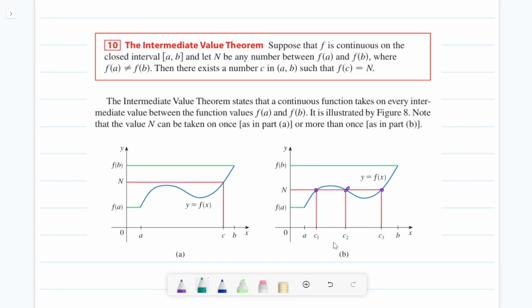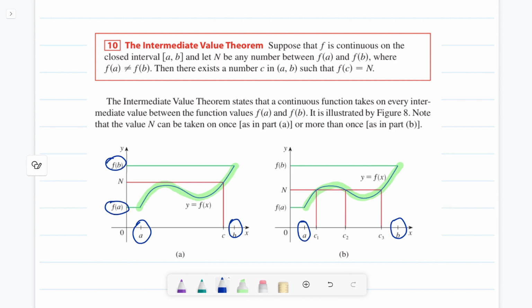So let's look at these graphs and see how this statement applies. We can see that f of x is continuous. I never have to remove my pen in order to draw f of x. Let's look at the second graph. It's continuous as well. So then we would like to have an interval a to b. This is our a and this is our b, and in the second graph we have a and b as well. And we have f of a and f of b, which are different from each other. And then we have n. n is between f of a and f of b.